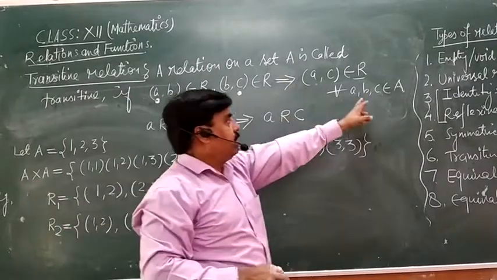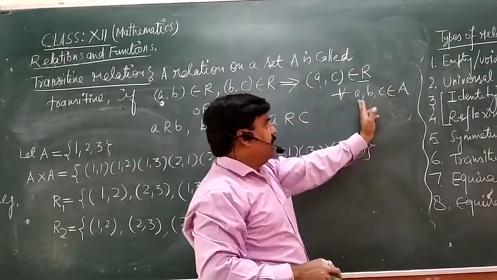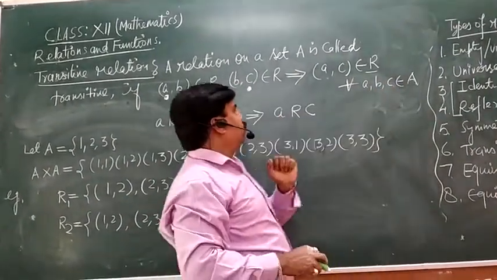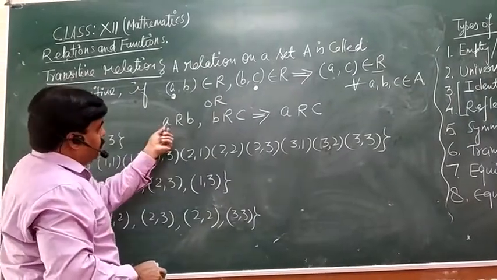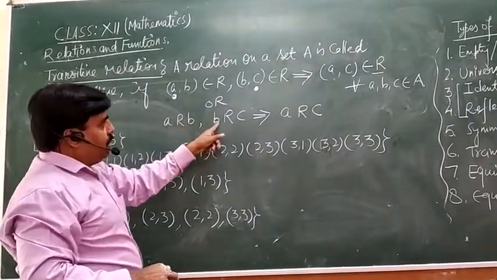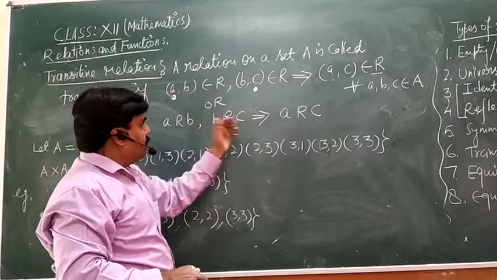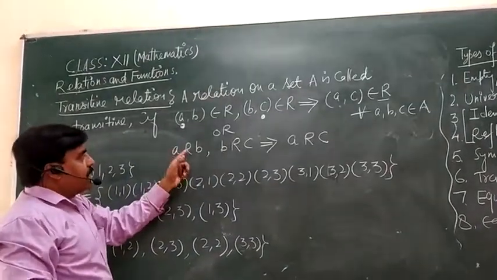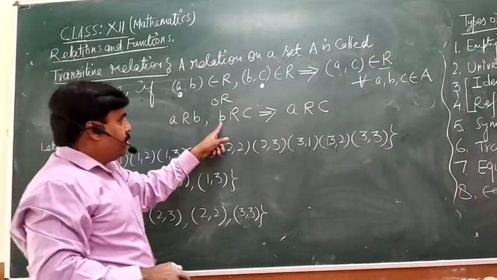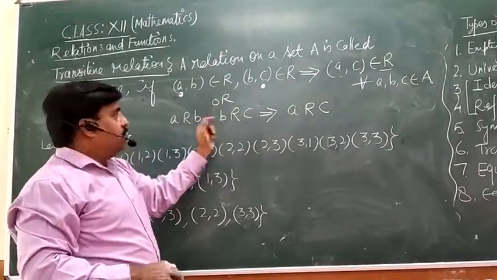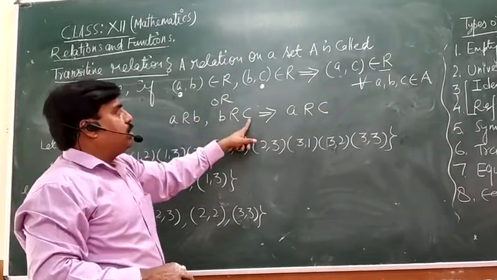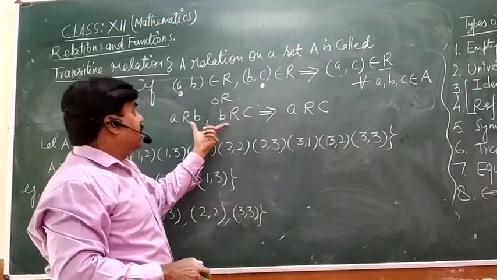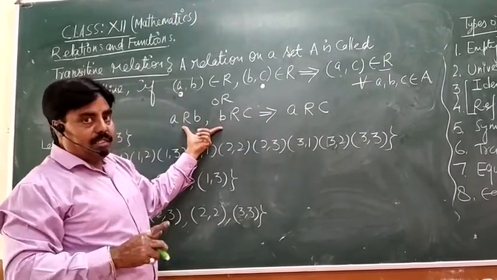The elements A, B, C must belong to set A. Or you can write it this way: A has a relation with B, B has a relation with C, then the same relation must hold between A and C. For example, suppose I say A is the brother of B, B is the brother of C, then A must also be the brother of C. Then this relation will be transitive.